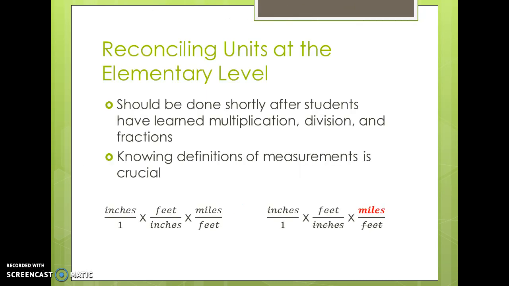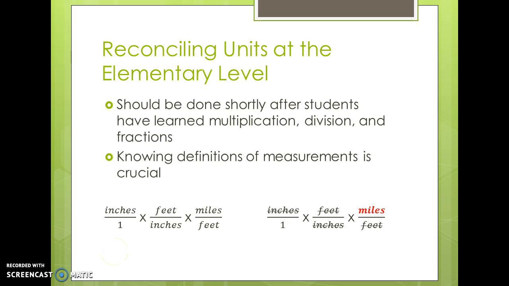Doing this at the elementary level might be difficult, but I think it will be possible. It would just have to be after students have learned and mastered multiplication, division, and fractions. They also must know the definitions of their measurements. So if they wanted to convert inches to miles or find out how many inches are in a mile, they can use something like this. So let's say we had like 3 inches. How many miles would 3 inches be? They could do one of the equations down at the bottom.